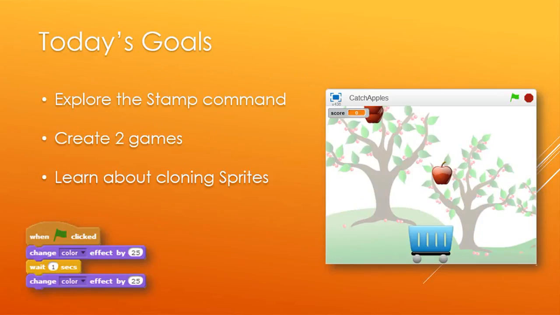Today we are going to do a few more things. Guys, quiet, please. We're going to explore the stamp command, which makes it easy to draw complicated pictures. We're going to create two games. I'm not sure if we'll finish the second one. And we're going to learn about cloning sprites. Does anyone know what cloning is? It's like making a copy, all right? And we can do some pretty amazing things with clones.